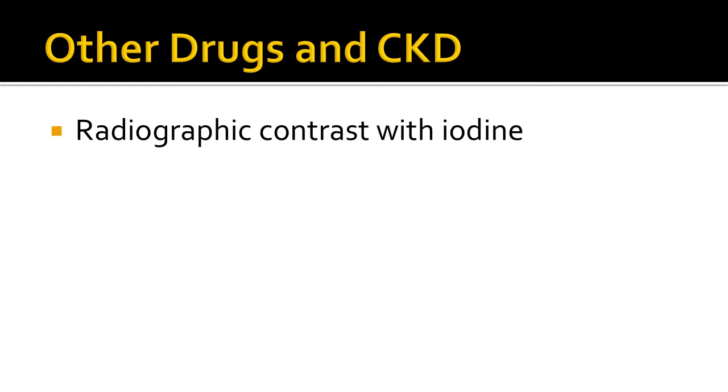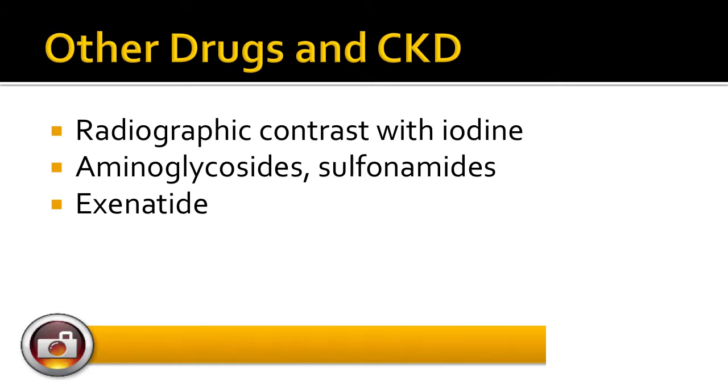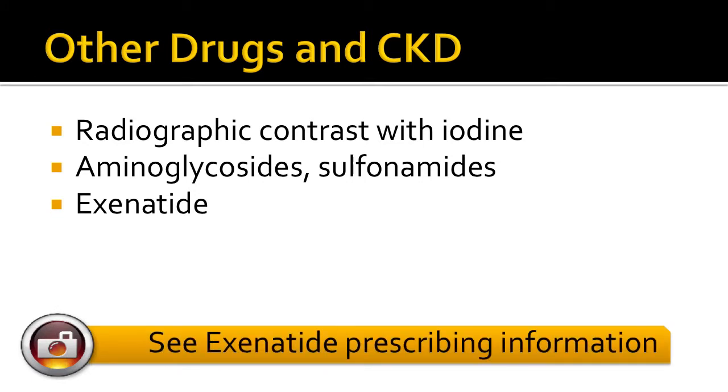Other drug families that should be evaluated, dose adjusted, and potentially eliminated include various antibiotics such as aminoglycosides and sulfonamides. Caution must be used in the continued use of exenatide for your patients with diabetes and GFRs less than 30. The FDA revised prescribing information for exenatide in 2009 due to reports of renal insufficiency and acute renal failure.